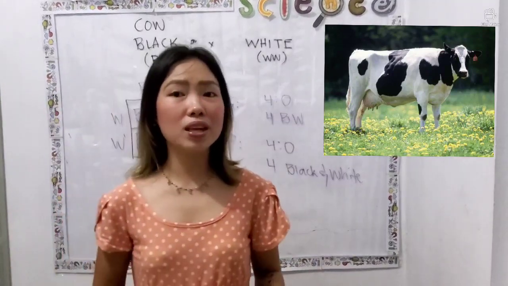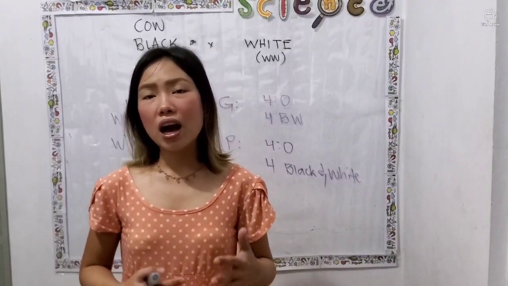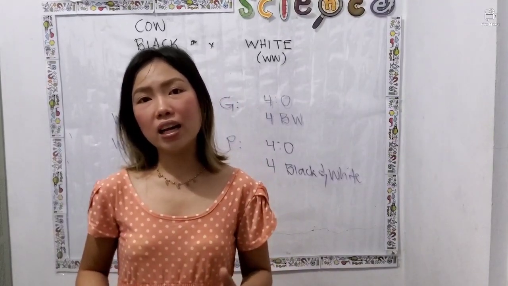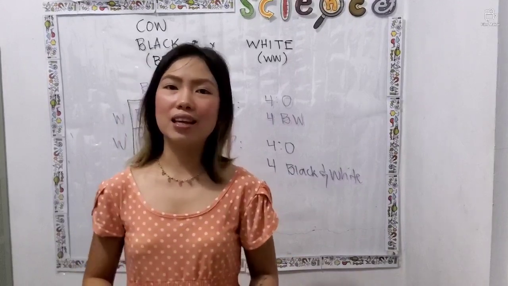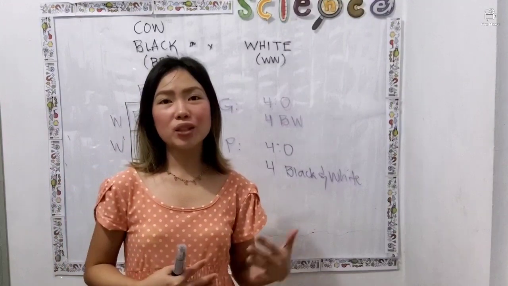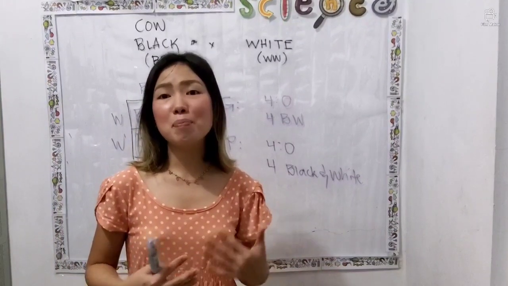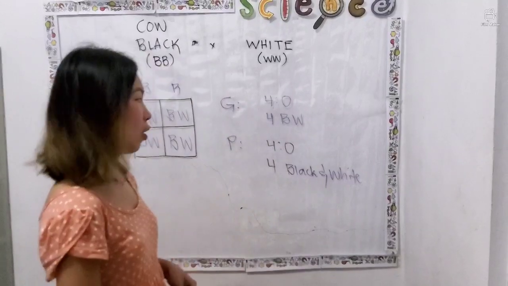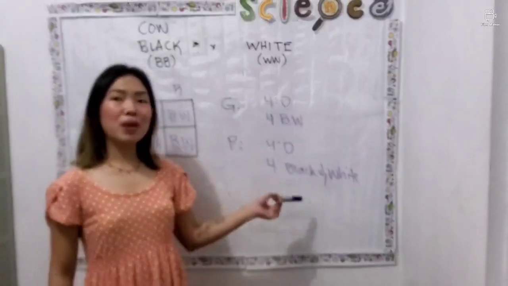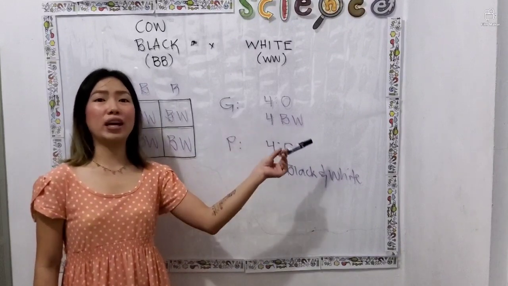When we say codominance, both allele of the parents should be seen. Kumbaga, ang kulay ng anak ay halatang-halata mo kung saan nanggaling. Okay, so now from the result of our cross between the black cow and the white cow, so it is obviously that we have produced the black and white cow. We have 4 black and white cow produced from a black cow and a white cow.